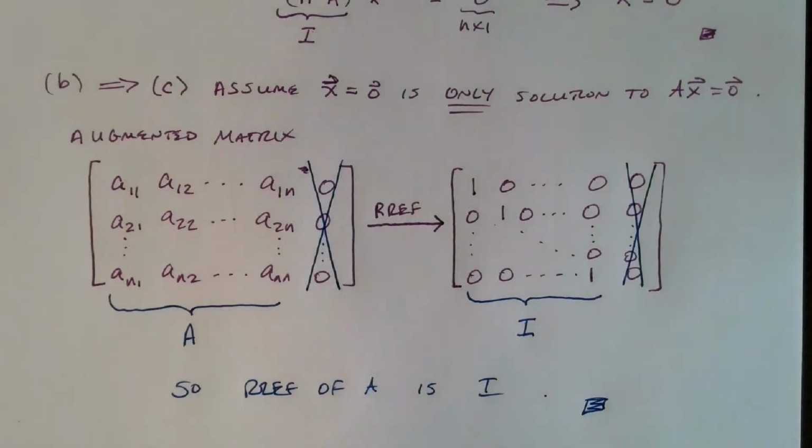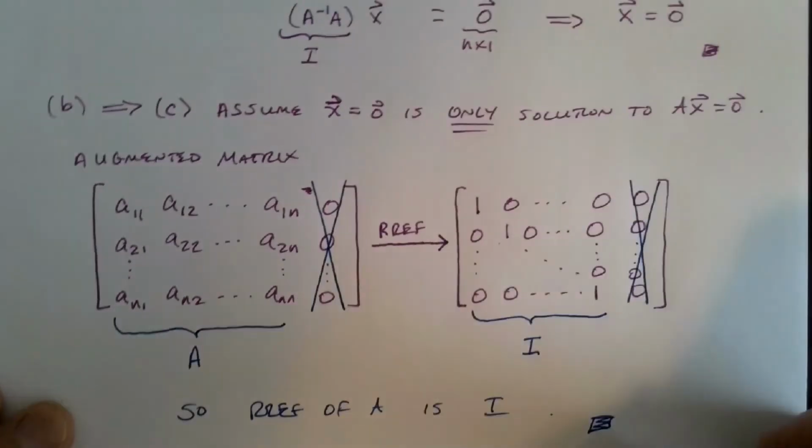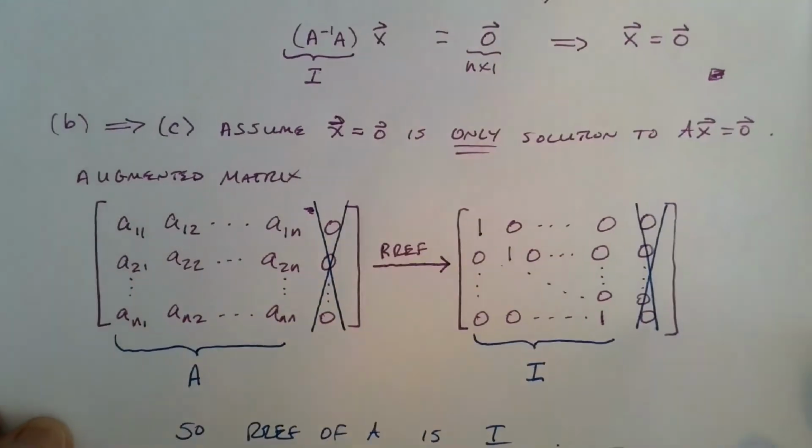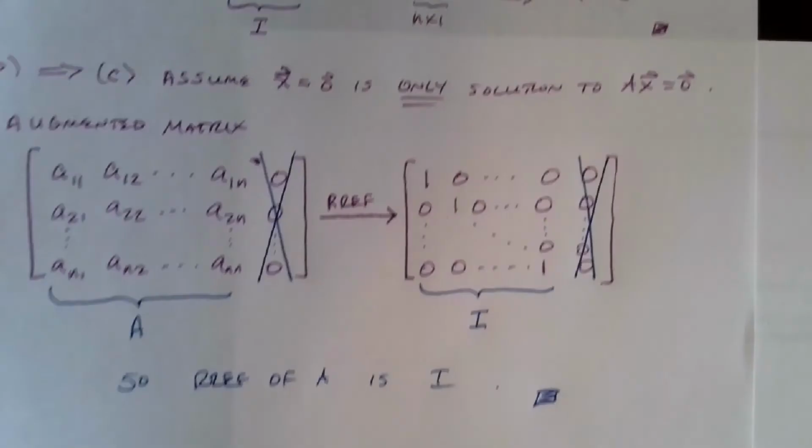And that proves that portion. So A implies B, B implies C. Now we've got to do what? Assuming C is true, show that D follows.